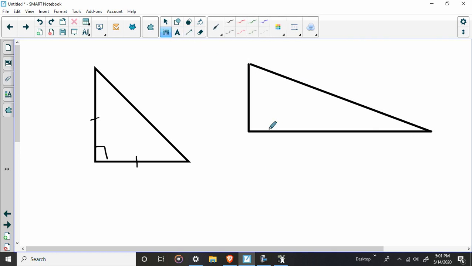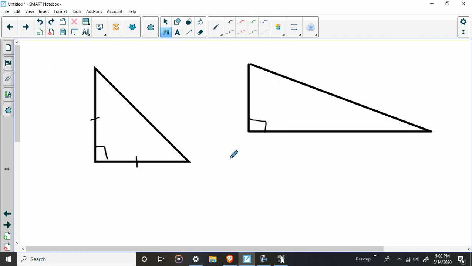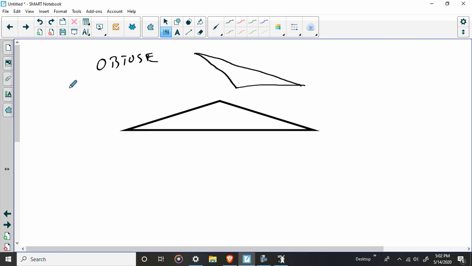So again, what are you looking for? Are there three acute angles? Yes, then it's an acute triangle. Is there one right angle? Then it's a right triangle. Is there one obtuse angle? Then it's an obtuse triangle. If you're familiar with those three words, which you should be by now, this should be pretty straightforward.